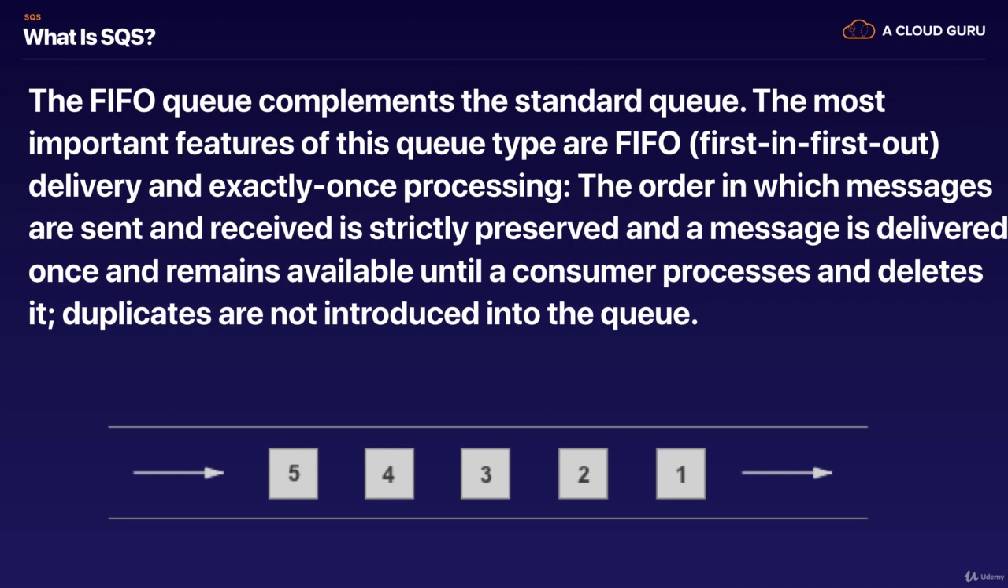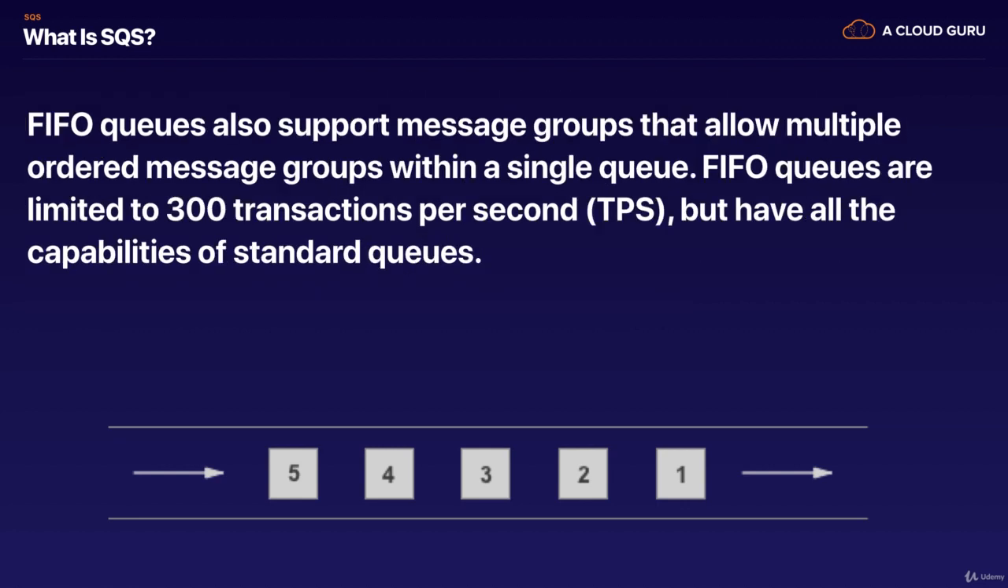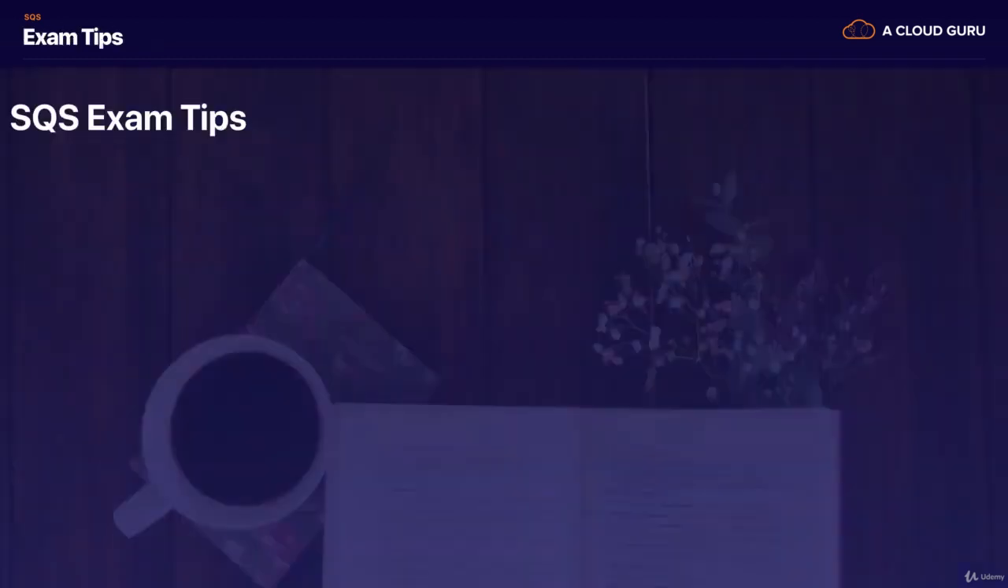So if you need to have order in your queue and you don't want to have any duplicates, you want FIFO. If that doesn't matter, if your application can have duplicates and you're not too concerned about how often messages are delivered and in what order, then you can go ahead and just use standard. And you're going to be quizzed on this in your exam. Remember that FIFO queues also support message groups that allow multiple ordered message groups within a single queue. FIFO queues are limited to 300 transactions per second, but they have all the same capabilities of a standard queue. So that's it for SQS.